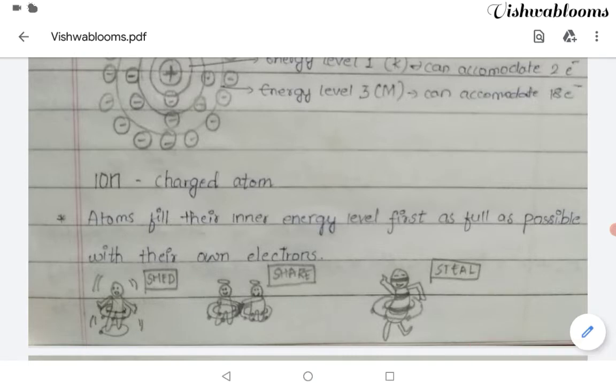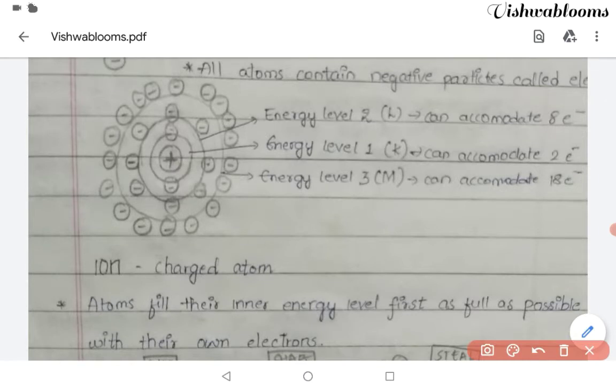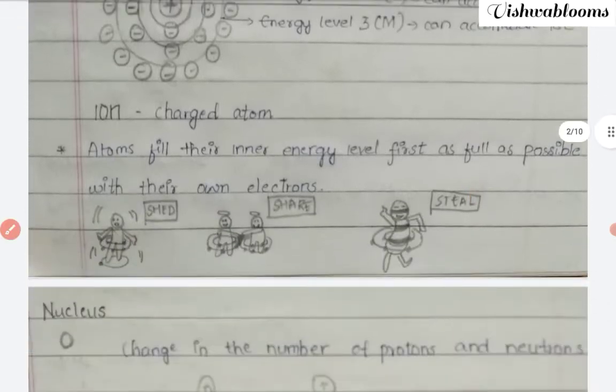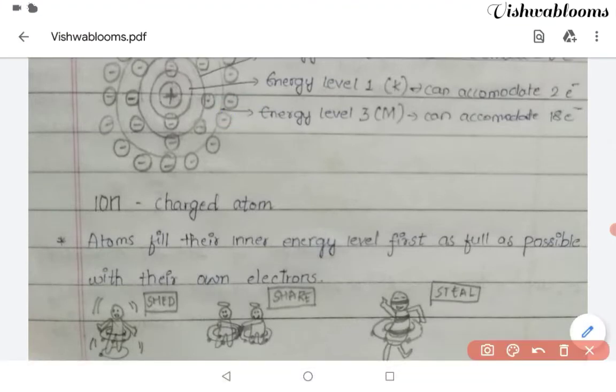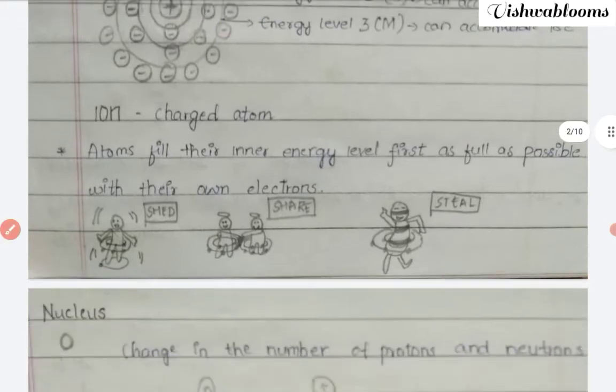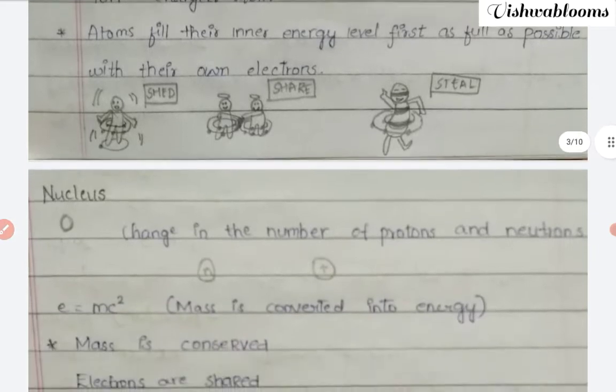Now generally, as you can observe here, first they will try to fill their innermost shell, that is the K shell. First they will fill it, then the L shell, and then M, and so on. The unfulfilled ones will be mostly in the valence, that is the outermost shell. Generally it will be okay. For getting that, it will shed, share, or even steal, and sometimes beg also.